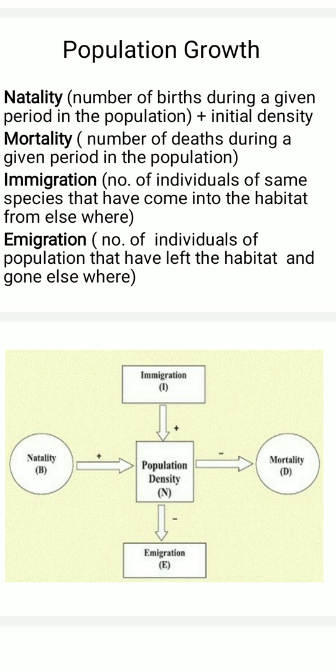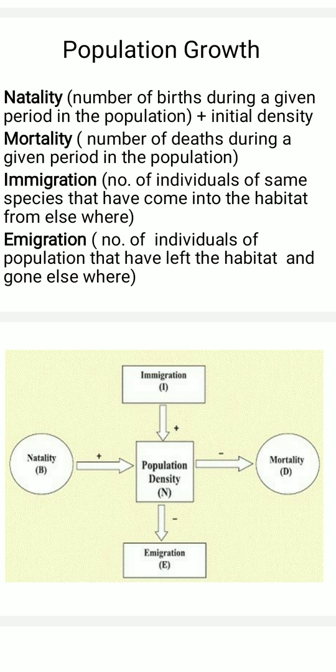And another arrow mark towards the population density itself, like natality. Immigration, I migrated from other areas. So it will add up, it will increase the number of individuals in a given population, that is, population density will increase.